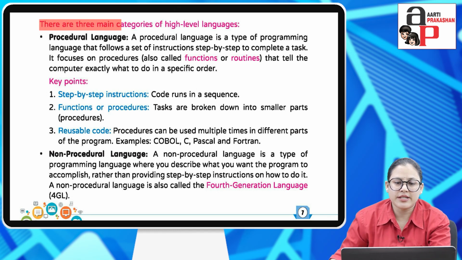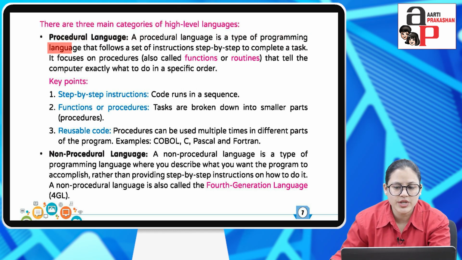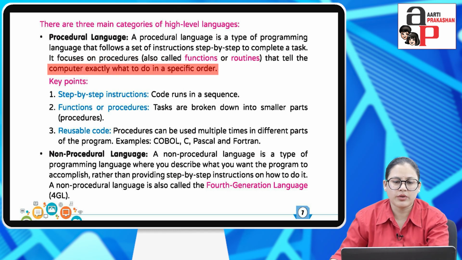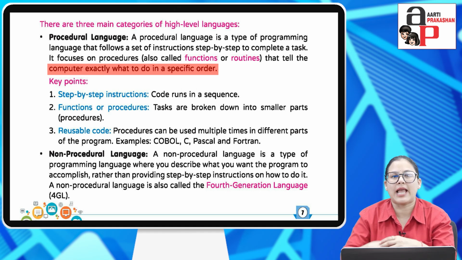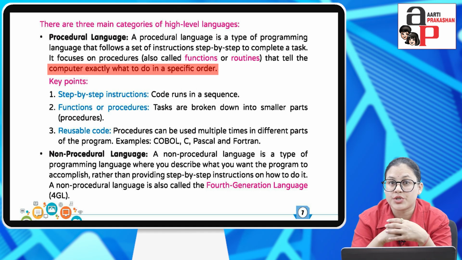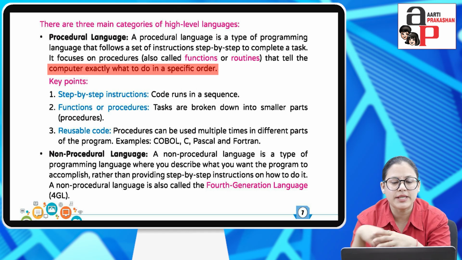There are three main categories of high-level languages. Procedural language. A procedural language is a type of programming language that follows a set of instructions step by step to complete a task. It focuses on procedures, also called functions and routines, that tell the computer exactly what to do in a specific order. So procedural language follows a set of instructions step by step so that it could complete a task.